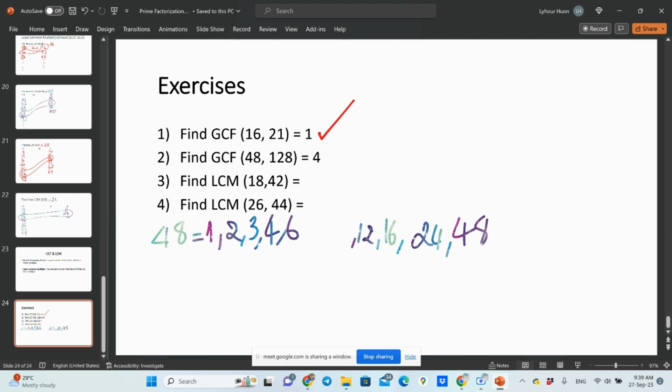6? Divided by 6, how many times? It's 8. Okay. Now 128.